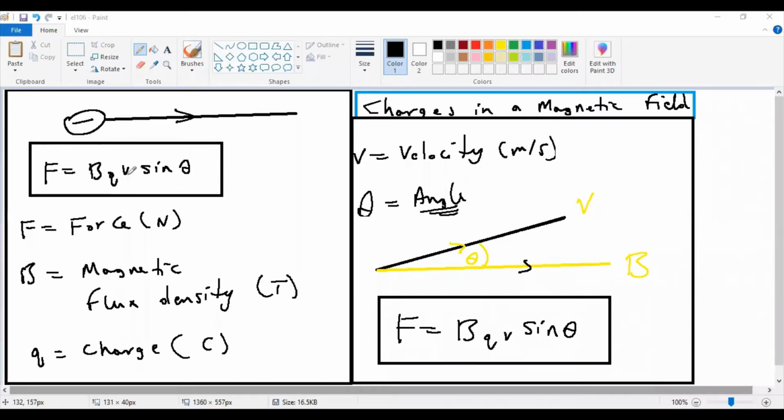So F equals BQV sine theta. This is the magnetic force for charged particles moving in a magnetic field. And of course, you would have met this in module 3 as well.